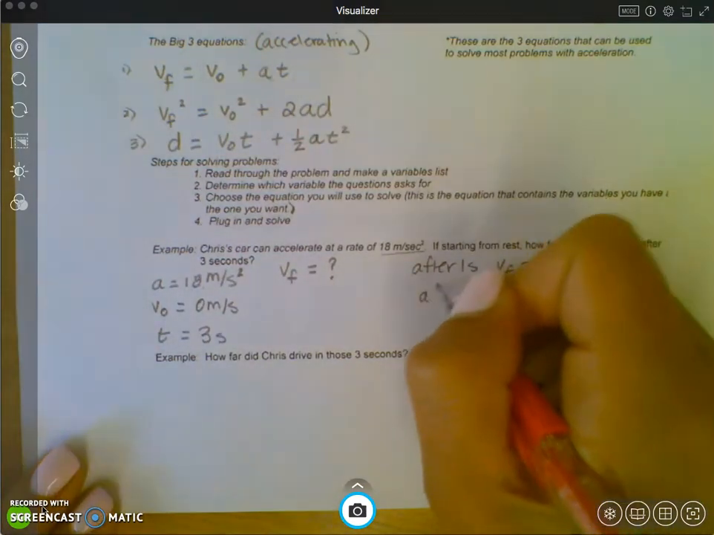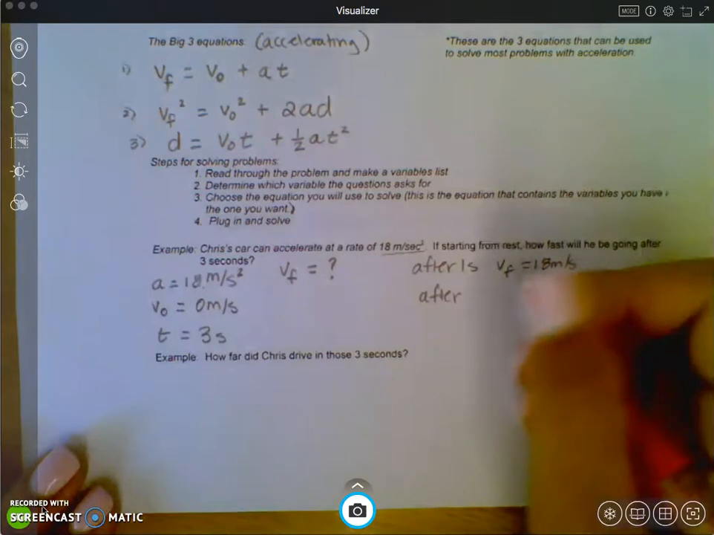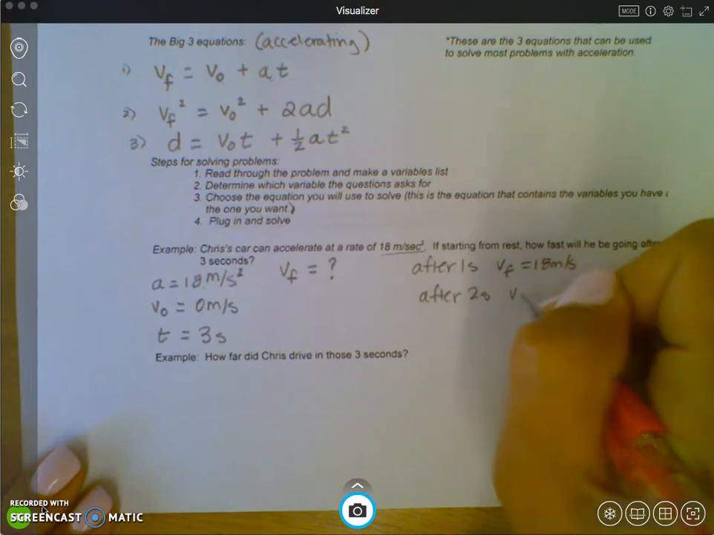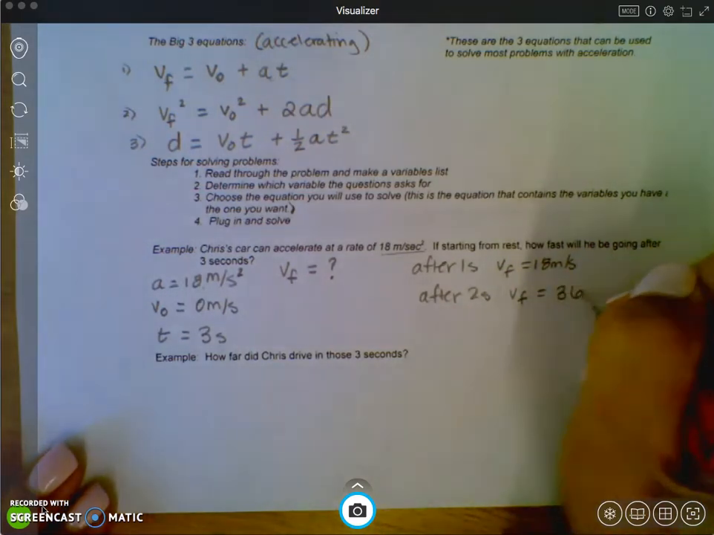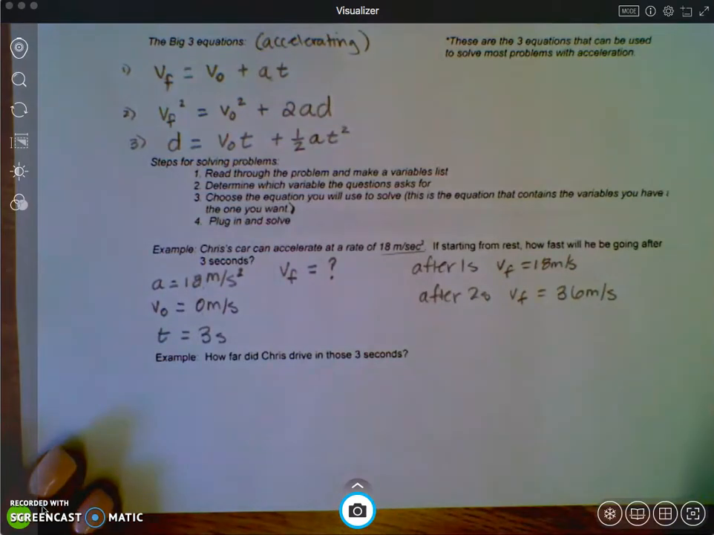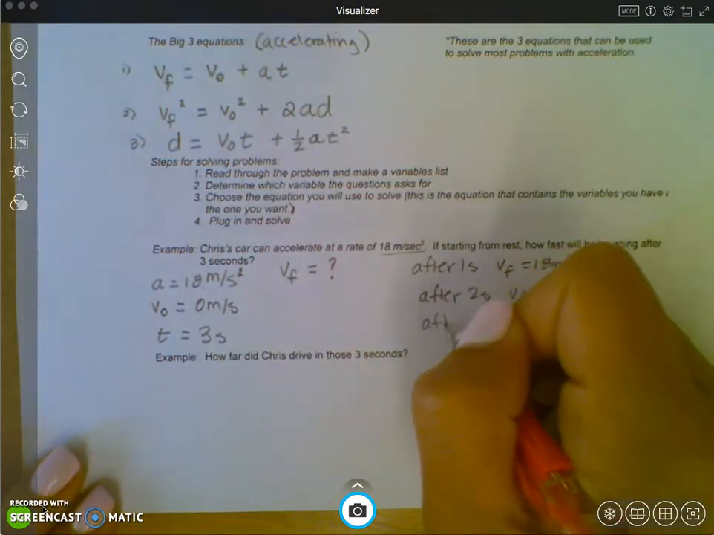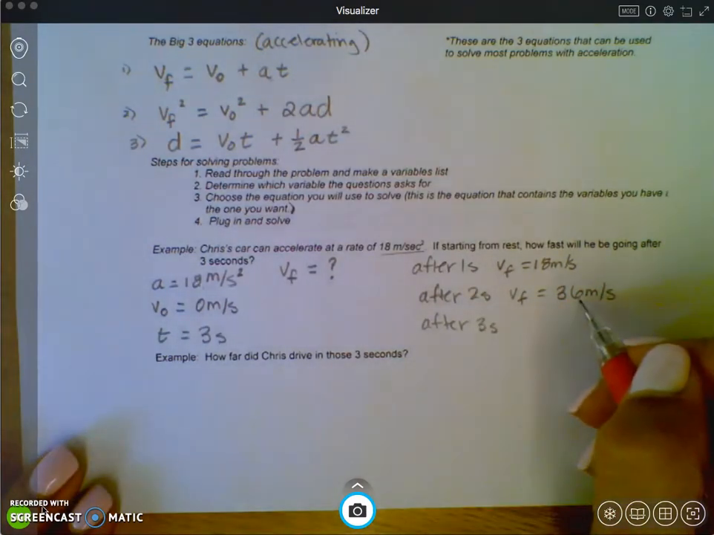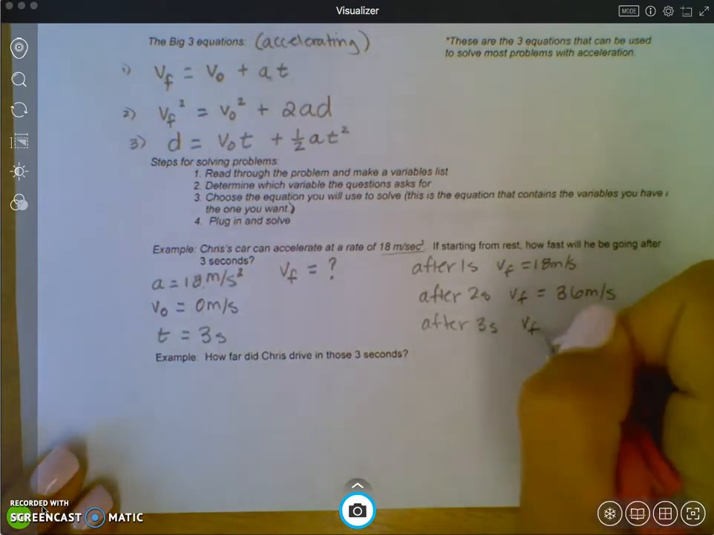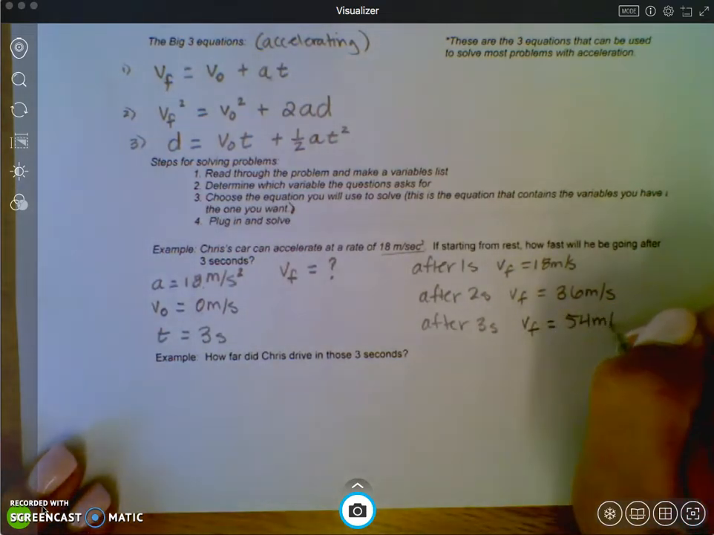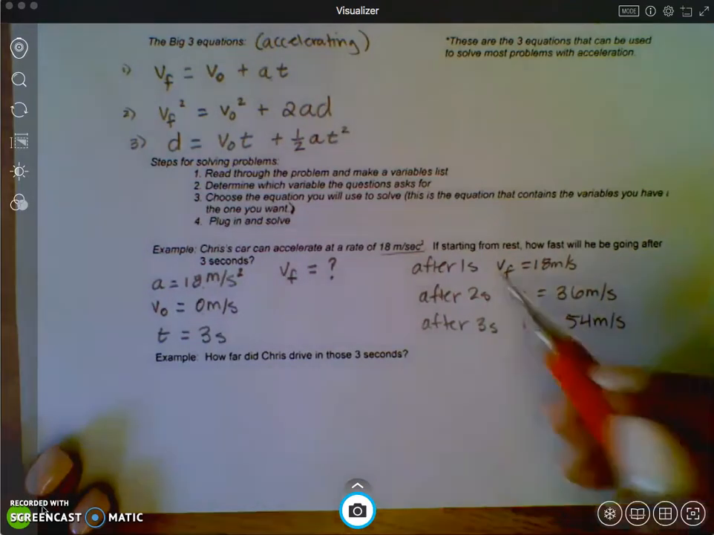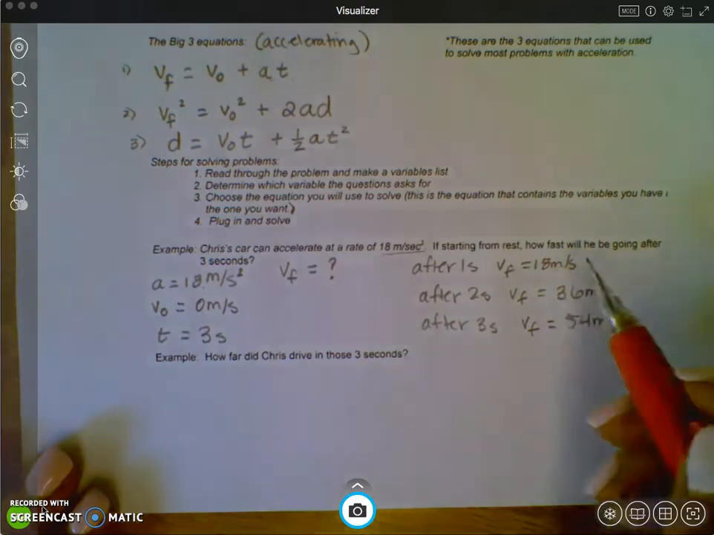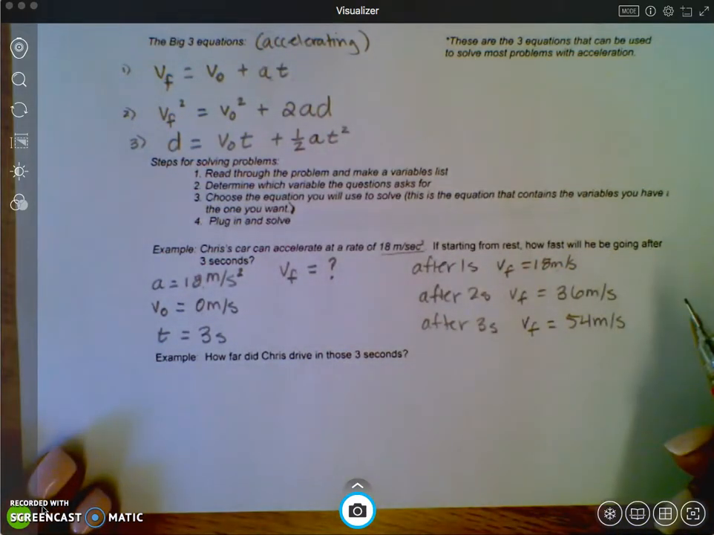If you went another second at the same rate, you would add another 18 meters per second. So you'd have 36 meters per second. After another second, so after 3 seconds, you would just add 18 to this, and you'd have 54 meters per second. So hopefully you can kind of see how that acceleration works. Every second, our velocity increases by 18 meters per second. Now, we just did that sort of by thinking about what acceleration means.